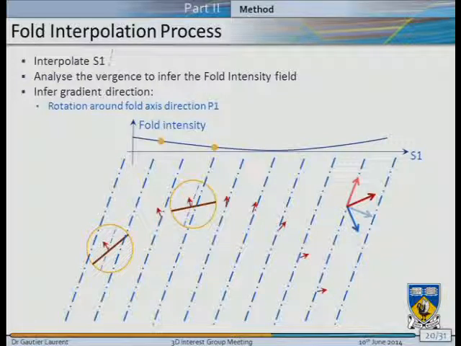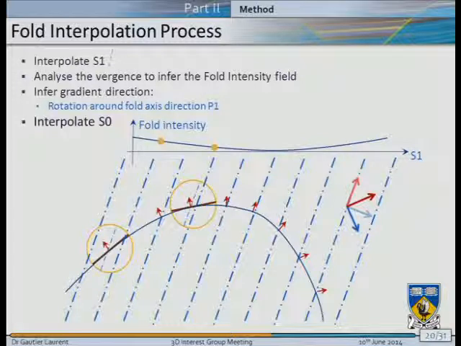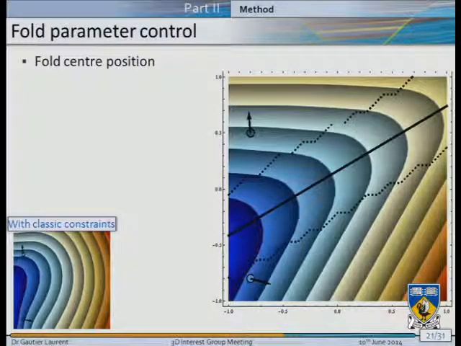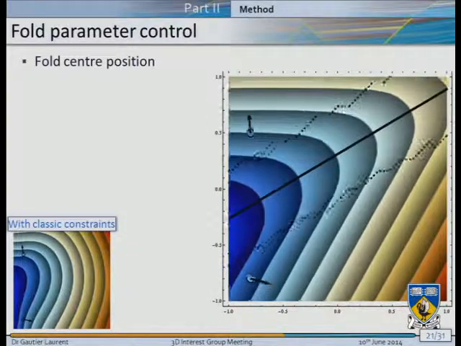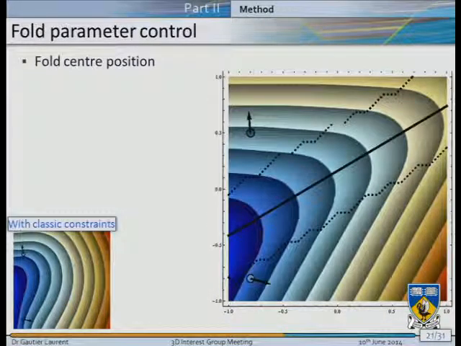So at every point of the space, we can try to estimate the rotation of the gradient if there is a fold with these parameters. And then we just have to interpolate S0. Okay. What is good is that we can control the different parameters we put in. So for example, the position of the fold center. It is around there, and I just move the position of the fold up or down. Okay. You will notice that it is still relatively honoring the two control points that are here.